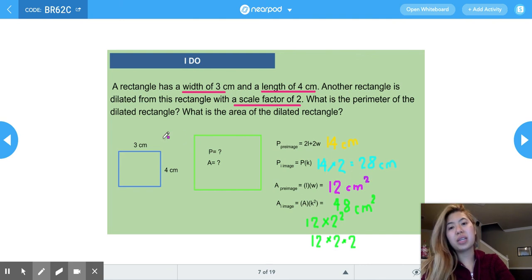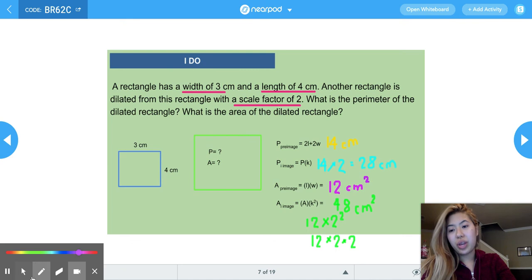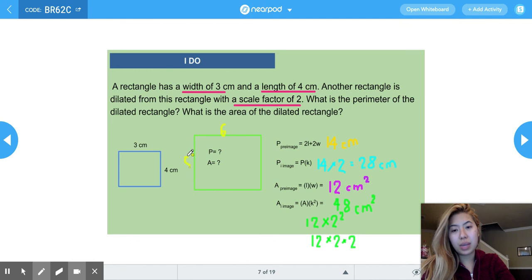And just to prove this, if our scale factor is 2, that means we're doubling both the length and the width. So that means 3 times 2 is 6, so the side would be 6. And then 4 times 2 is 8, so the side would be 8. 6 times 8 to find the area of the dilated image is 48. And then if we add together 8 plus 8 plus 6 plus 6, we get 28. So that is the dilated image's perimeter.